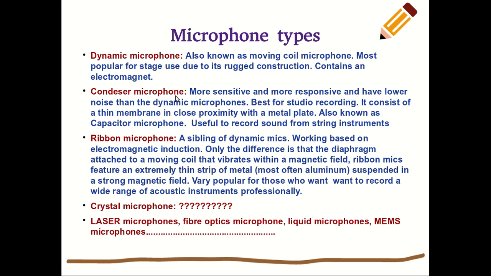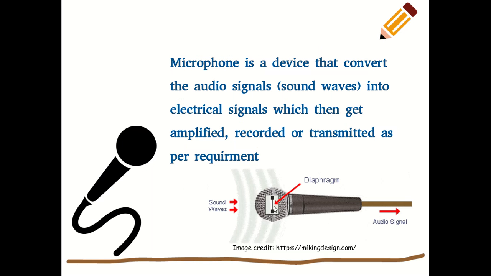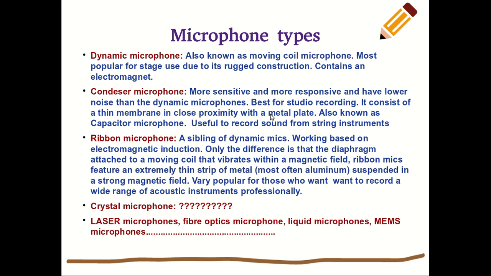Another class of microphone is the condenser microphone. In a condenser microphone, along with the diaphragm, there is another thin metal plate. The diaphragm itself is a metal plate. There is a thin metal plate alongside this diaphragm, and as a result, these two metal plates, separated by a certain distance, form a capacitor-like structure. So, these condenser microphones are also known as capacitor microphones, which store the charges.